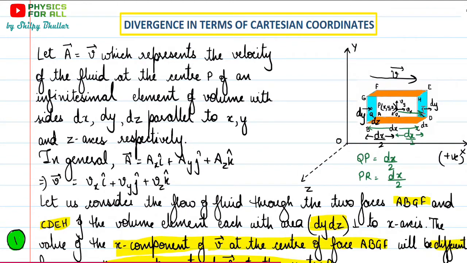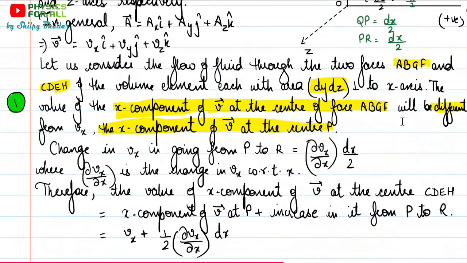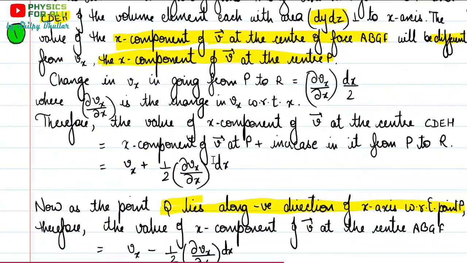So the value at R we considered was the value at P plus whatever change has happened in between, right? So the value at P was Vx, and then the change that happened when the vector was moving from P to R was this particular thing, curly Vx by curly x dx by 2. So same formula, same method we are going to use now.